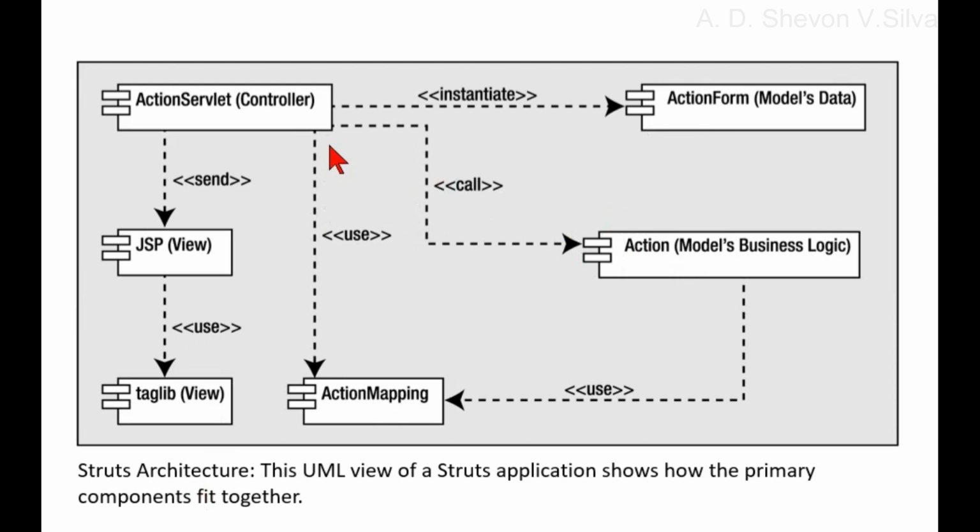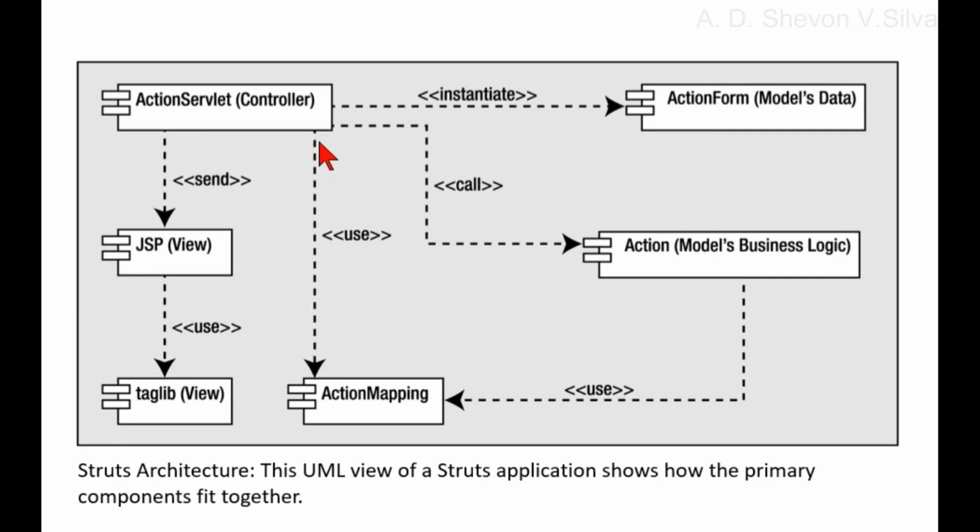To do this, it needs to map the request data to the appropriate action and action form classes, depending upon the action requested by the client. The correct mapping of the request actions to the action and action form classes is defined in the configuration file struts-config.xml.